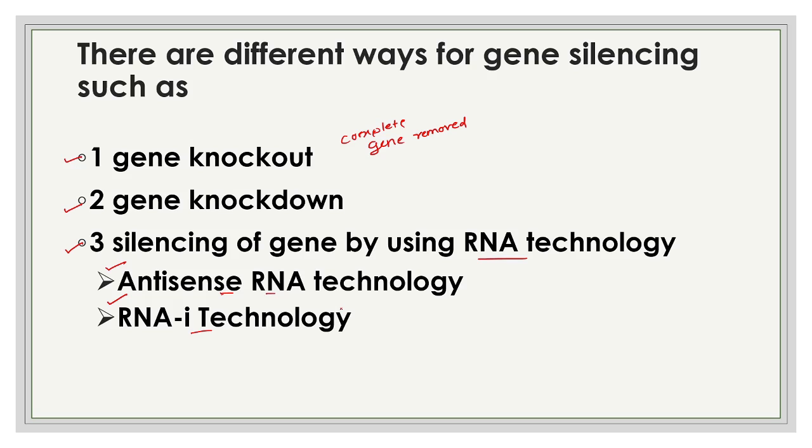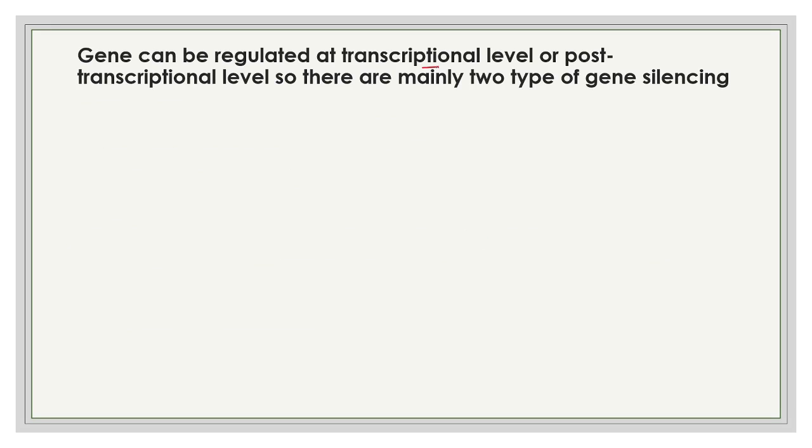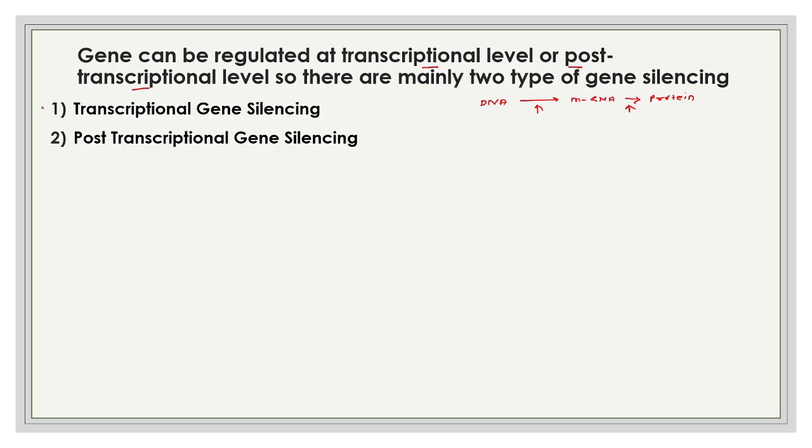So next, what to do for gene silencing? A gene can be regulated at the transcription level or the post-transcriptional level. As we saw in the diagrammatic representation of protein synthesis, we block the stages of that particular protein synthesis process. Similarly, we can regulate the gene expression at the transcriptional level or post-transcriptional level. So there are mainly two types of gene silencing: transcriptional gene silencing and post-transcriptional gene silencing.